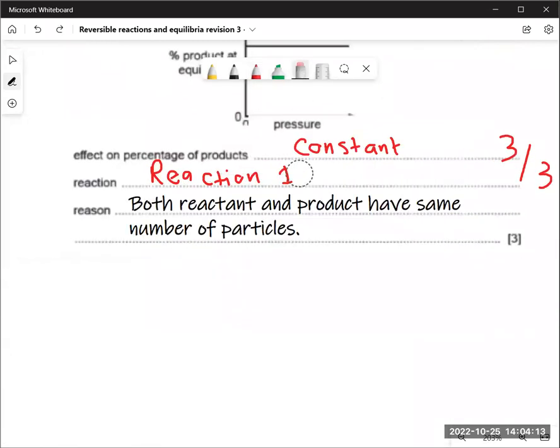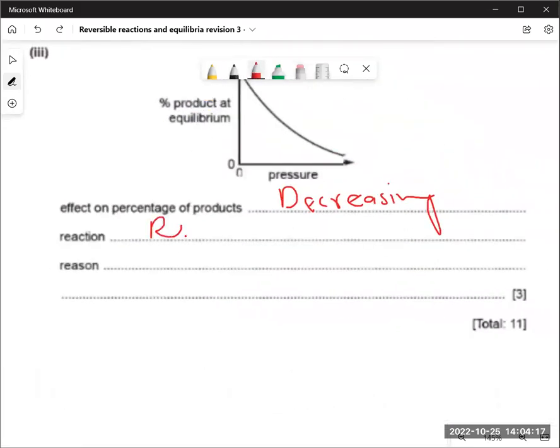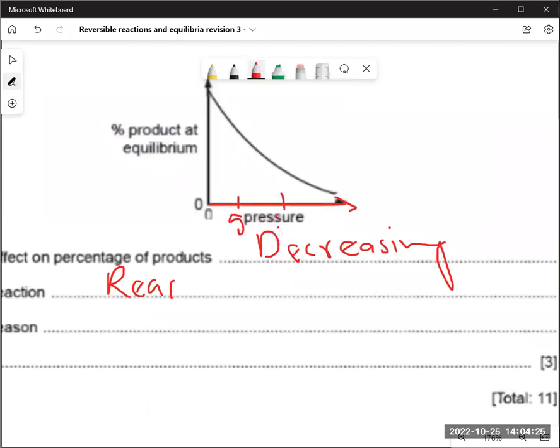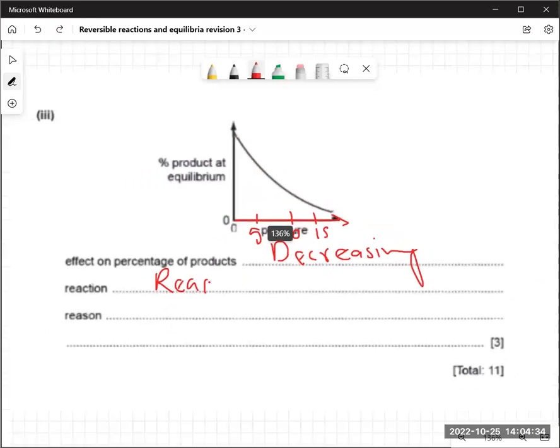Reaction 3, not that one, this one. The reaction is 3. Isn't the graph decreasing? The graph is decreasing, but the pressure is going up, right? The pressure was 5, then 10, then 15, but the equilibrium is going down, right? So the Y-axis is going down.